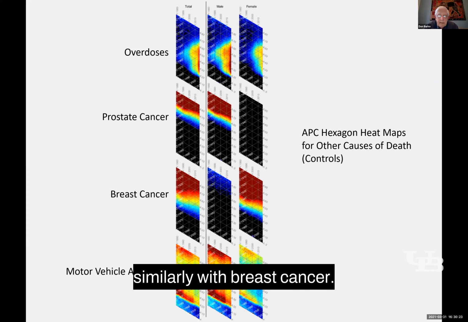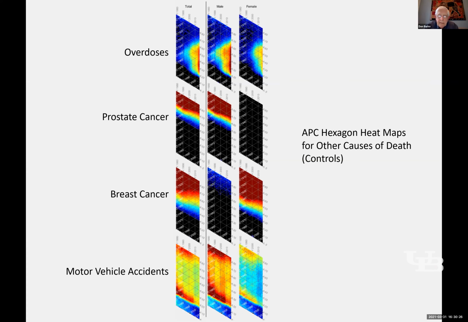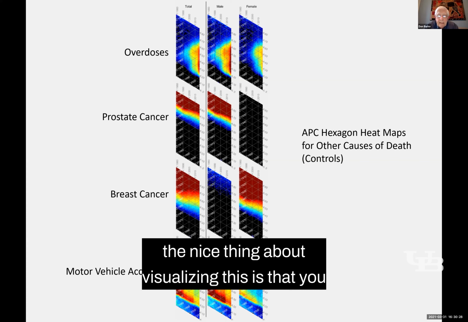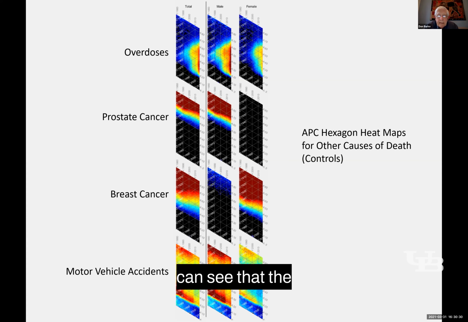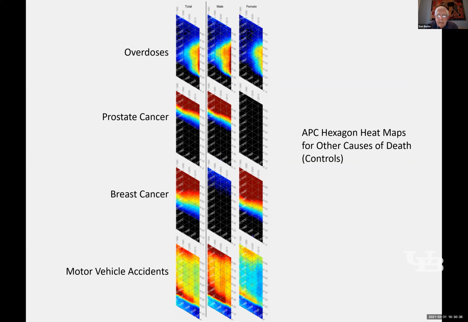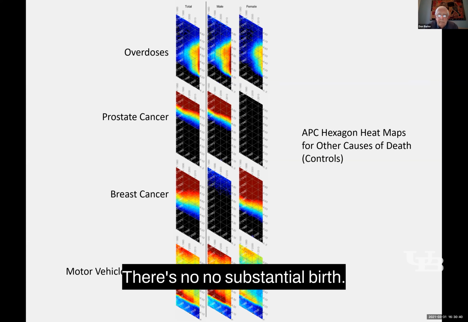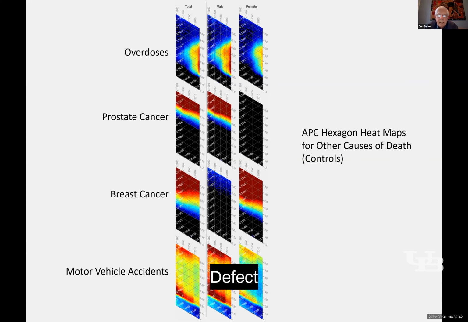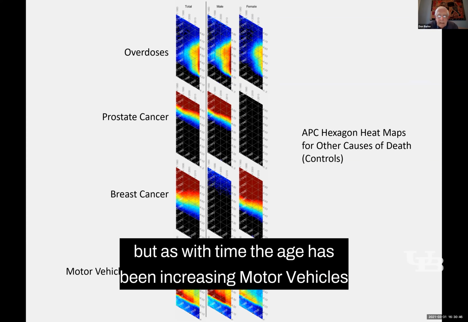Similarly, with breast cancer, you can plot that. And the nice thing about visualizing this is that you can see that the median age of deaths has been increasing. There's no substantial birth cohort effect, but with time, the age has been increasing.